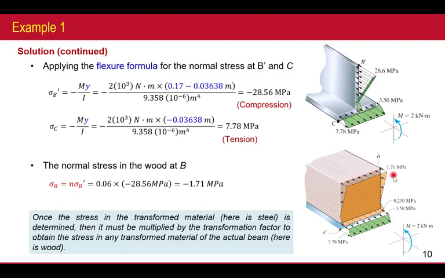So of course, the real, actual one is from wood. That means we should use sigma B is equal to n sigma B prime. So n is 0.06 times negative 28.56. That means 1.71 megapascal. So that's why sigma B is this value. Everyone clear? Why I mention these things is that it is very important for the n, because if you put it the wrong way, your answer will be totally different. Many students get this wrong. I said you must know where it comes from.